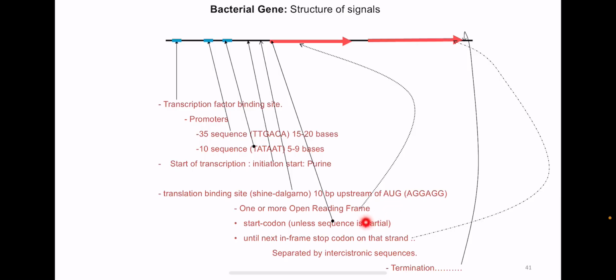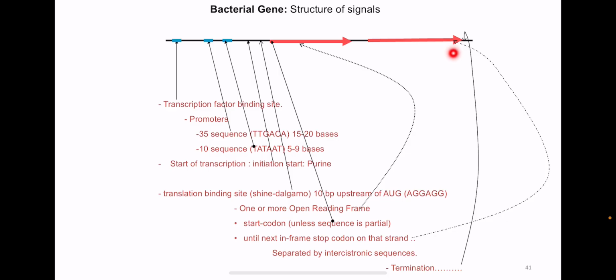So I think this is the dotted line. I don't know if it's showing one or more open reading frames, and I think I've already explained what an open reading frame is. Obviously, because we have a start codon, we have a stop codon. So when transcription is ongoing and it comes across a stop codon, there will be signals for it to stop.